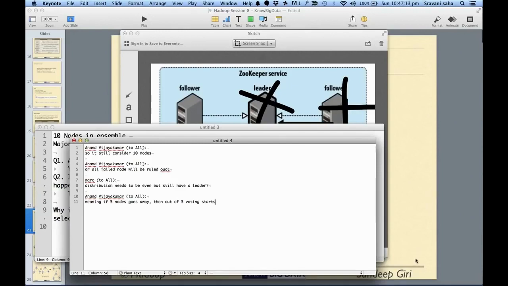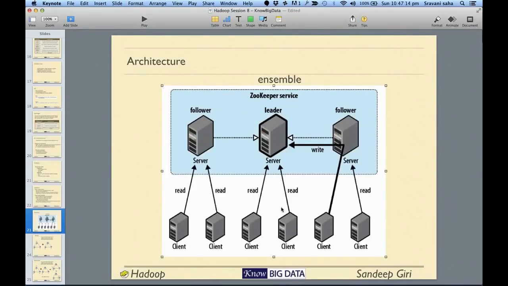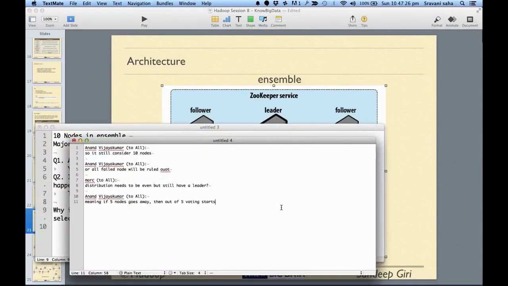Okay, no, so if 5 nodes have gone away, we'll have to bring down the cluster and say that there are only 5 nodes available right now, and let's restart the cluster. We have to tell explicitly that we know that there are only these many nodes left. Okay, we have to tell it explicitly. Same is the case with MongoDB.